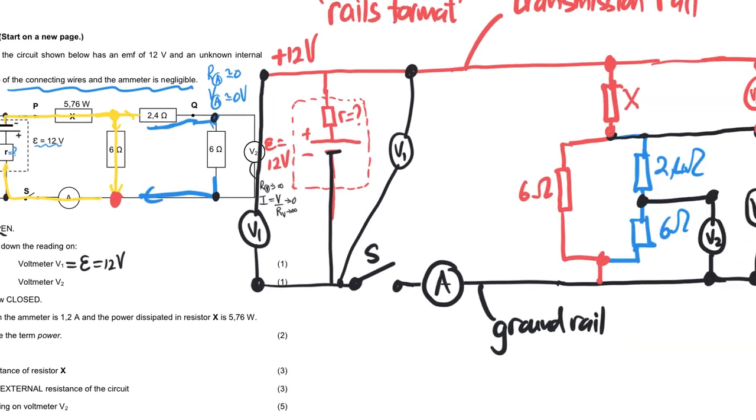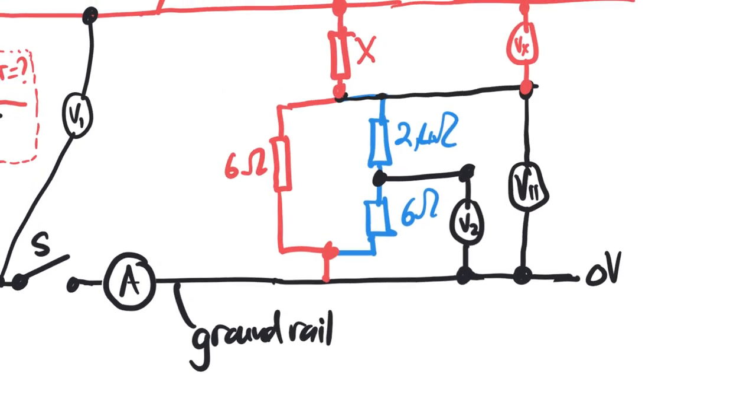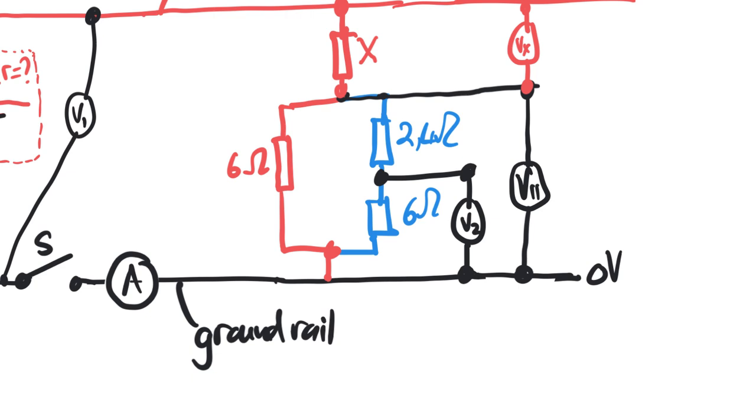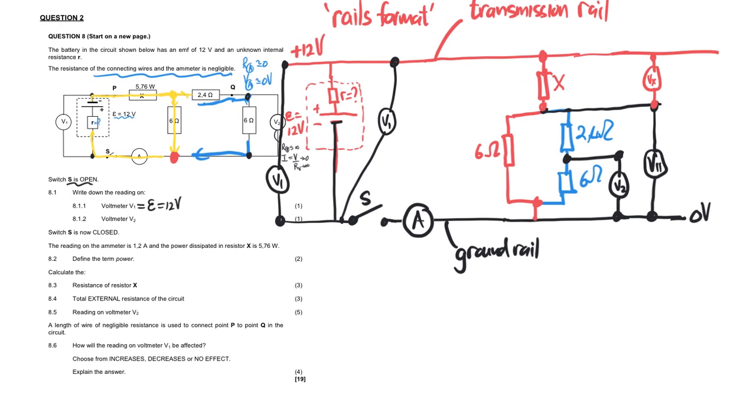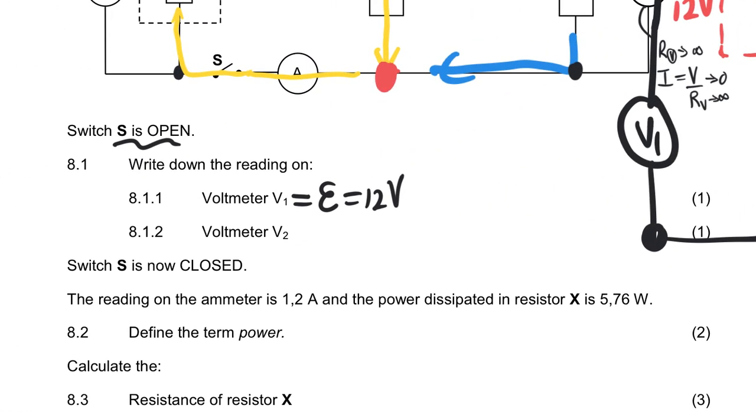V2, however, on the other side, is measuring nothing. There is no volt drop between there and there, because there's no current flowing through. So therefore, V2 is going to measure 0. So therefore, we can say V2 equals 0 volts. And so now we are going to move on to the next part, where they now close the switch and now a current flows.